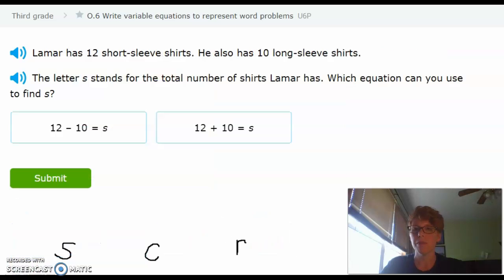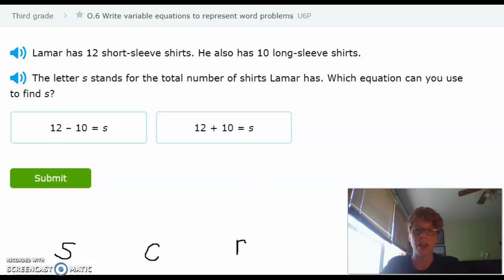In this word problem, Lamar has 12 short sleeve shirts and he also has 10 long sleeve shirts. Now the letter S stands for the total number of shirts that Lamar has. And we can also put a question mark or ask ourselves what when we get to that option in this word problem. Which equation can you use to find S? Now I've already put down our SCR, our start, change, result.